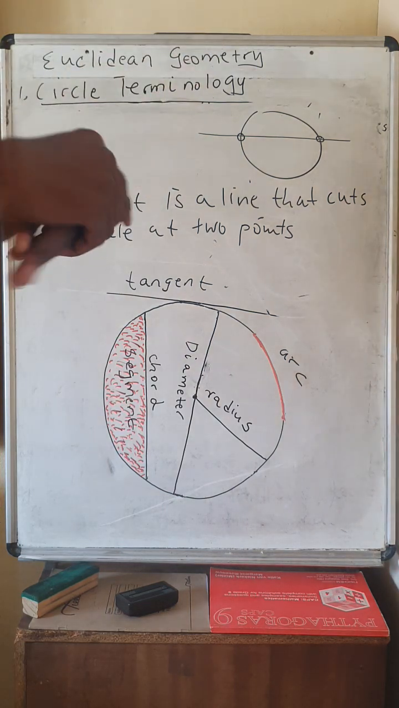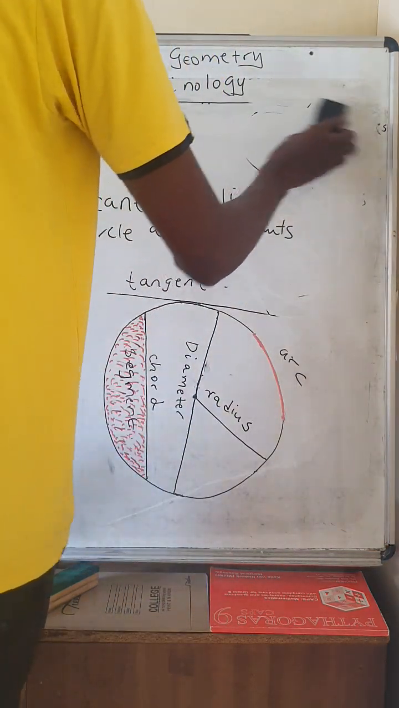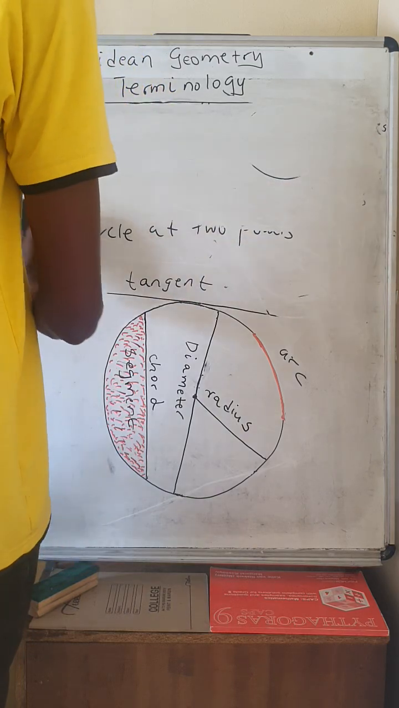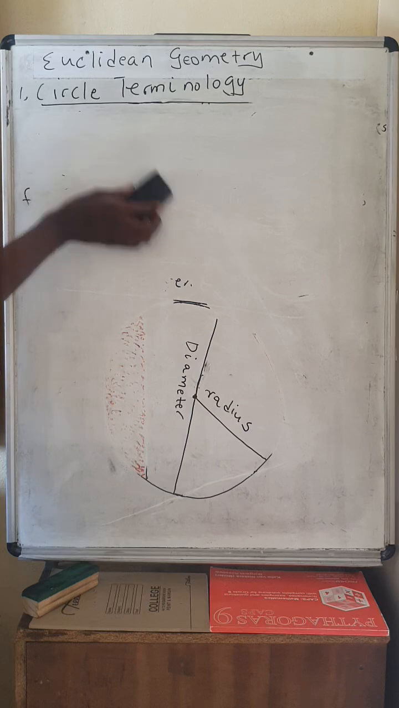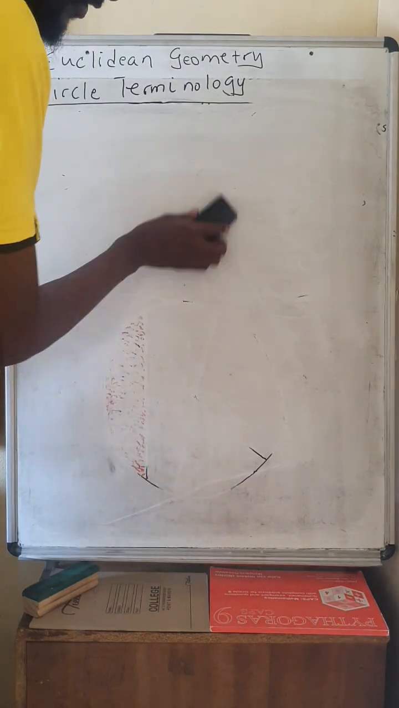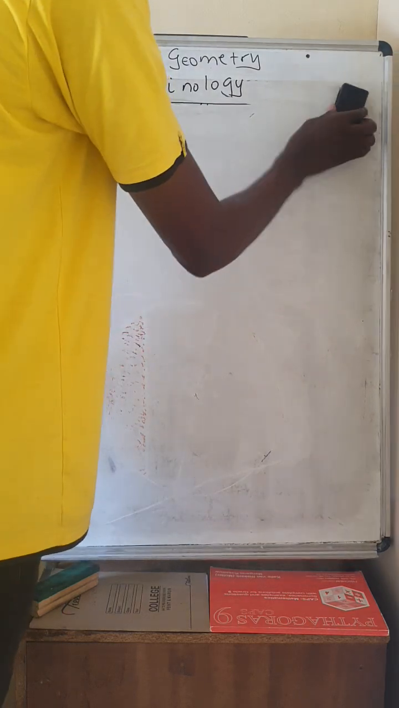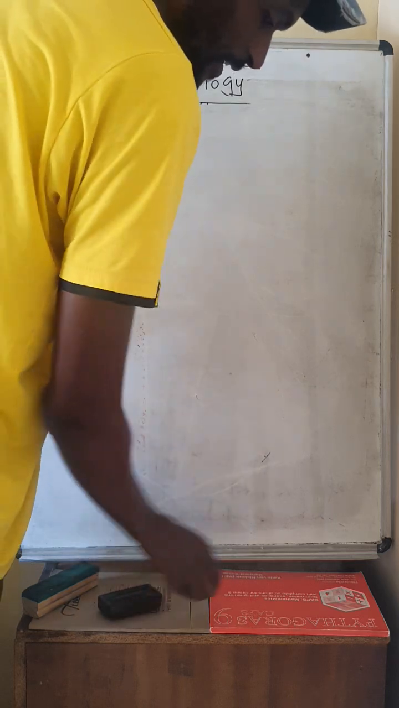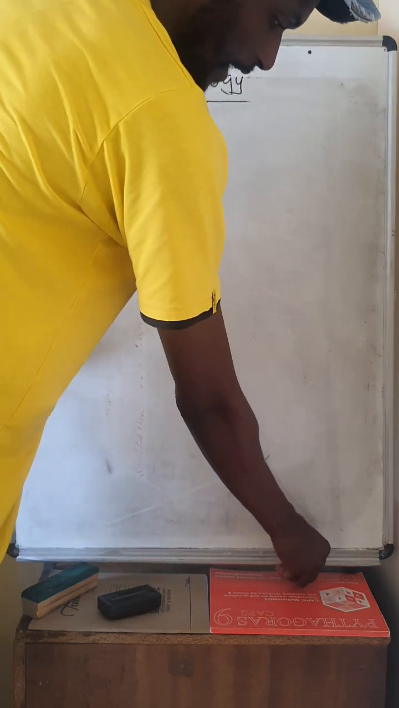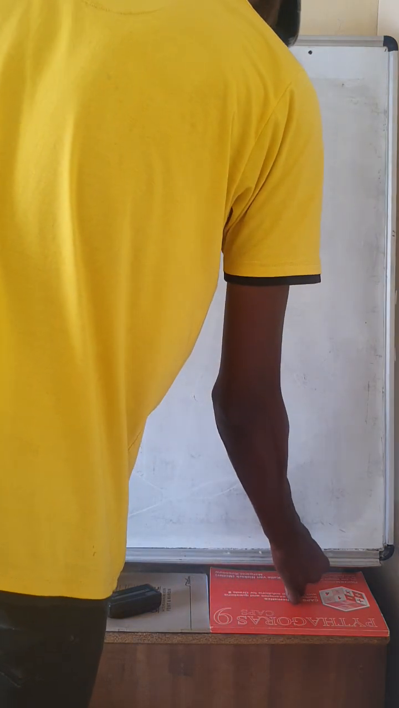Let us now go to the next part of our definition, of our part 1. The next part will be circle definition. Guys, make sure you draw the circle and the terminology inside there. So these things are very, very important. Trust me, they are very, very important. You will never go wrong if you study.